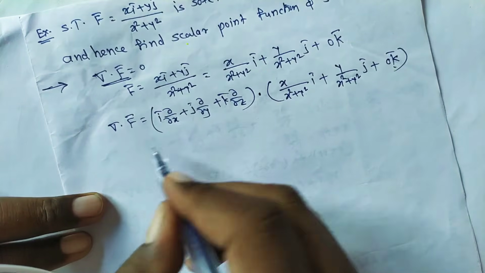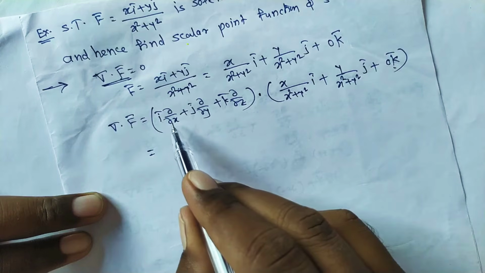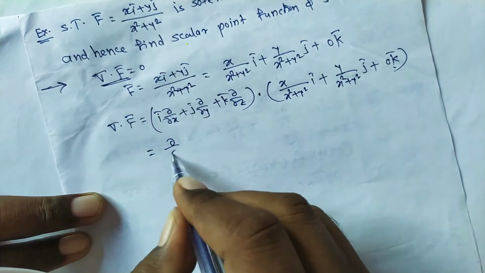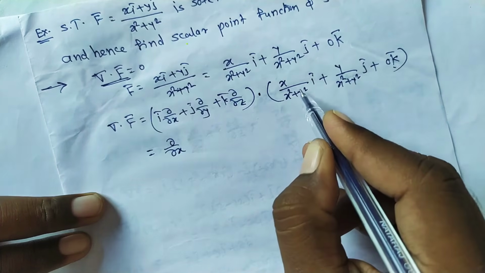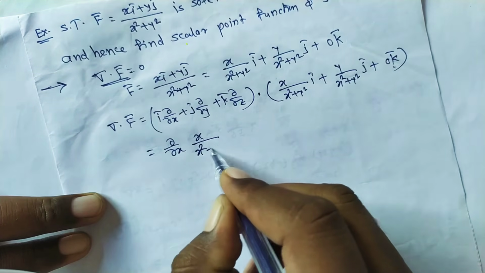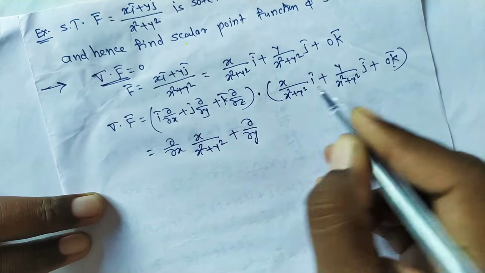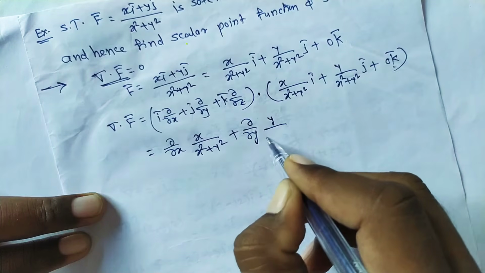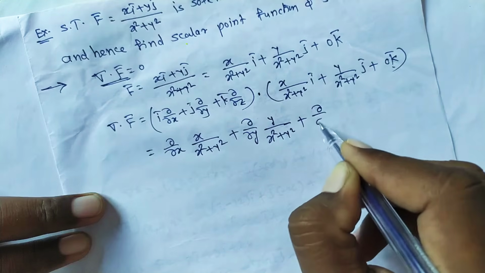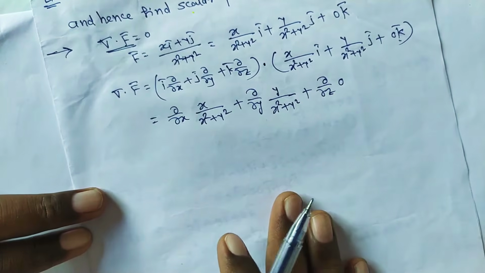Now what is this dot product? We know that the dot product of two vectors is a1 a2 plus b1 b2 plus c1 c2, meaning multiplication of the coefficients of i bar, j bar, k bar. So here ∂/∂x first, and in F bar the coefficient of i bar is x upon (x square plus y square), plus next one is ∂/∂y into the coefficient of j bar, which is y upon (x square plus y square), and the last one is plus ∂/∂z into the coefficient of k bar, which is 0, and the derivative of 0 is 0.